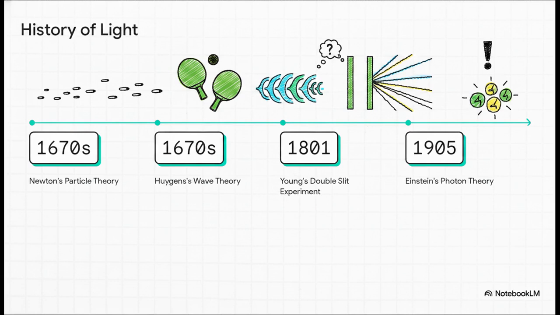Back in the 1670s, Sir Isaac Newton argued his corpuscular theory, basically saying light is just a stream of tiny bullet-like particles. But around that exact same time, Christian Huygens proposed a completely different idea, that light was actually made of waves. Now, Newton was a total superstar of his era, so his particle theory dominated for a long, long time. But then, in 1801, Thomas Young performed this breakthrough double slit experiment that changed everything. And a century later, in 1905, Albert Einstein arrived with a massive plot twist.